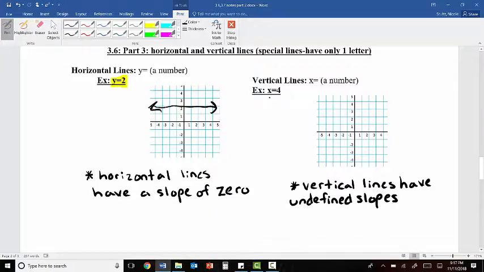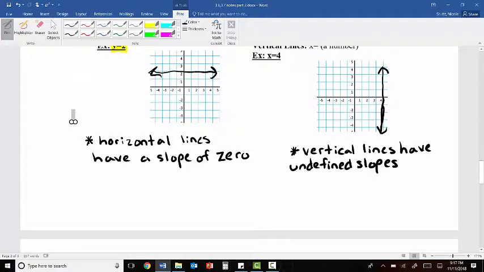And then vertical lines, same kind of concept, only this time it says x equals 4. There's no y in the problem. That means we don't care what the y values are, but all the x's have to stay 4 at all times. So x equals 4, x equals 4, x equals 4 would be all these points right here. And as you can see, vertical lines will always have undefined slopes.